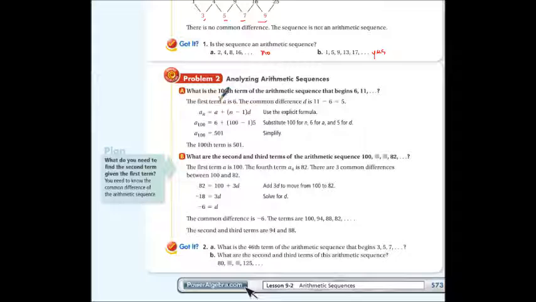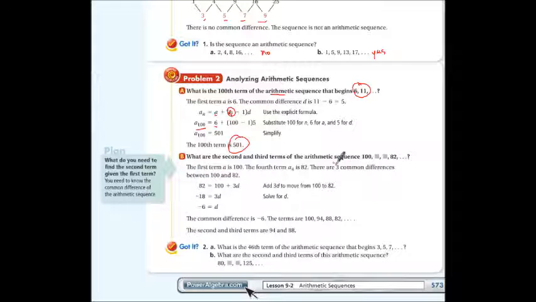So analyzing sequences. What's the 100th term? Well, we don't want to go through and figure out, like, counting each term. If we start with 6 and then 11 and it's an arithmetic sequence, we know the pattern is 5. But I don't want to calculate each term. So we use the explicit formula. We want to know the 100th term. We know that a is the initial value here, so we started at 6. We do n minus 1, so that's 100 minus 1, since we're looking for the 100th term, times the common difference, and we get 501.